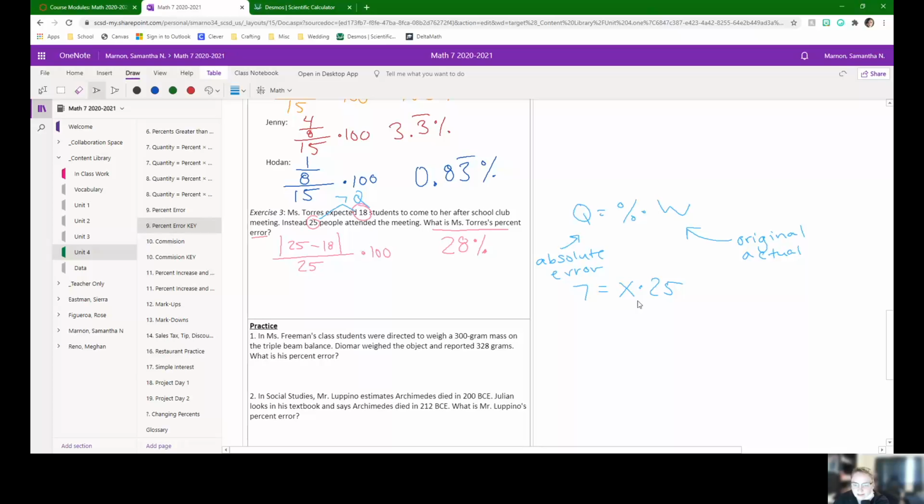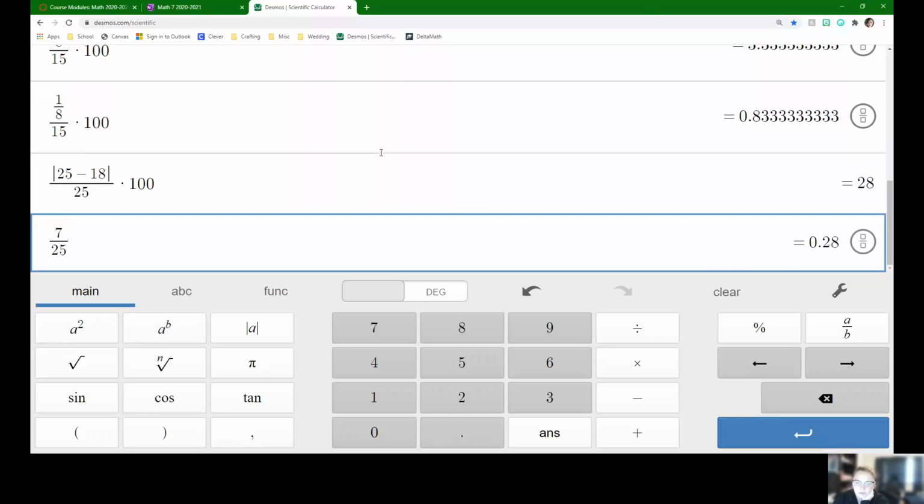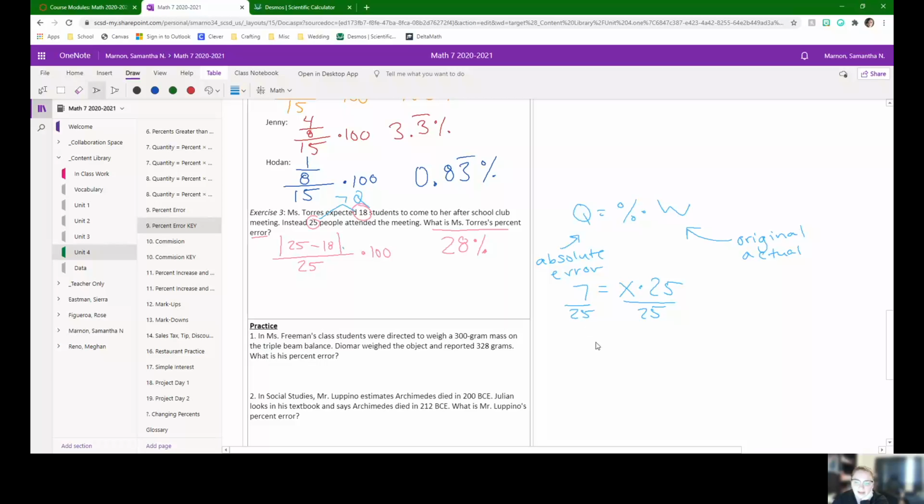So we could then solve this by dividing by 25 on each side. And you might even see some similarities between what we wrote here and what we have here. When you do 7 divided by 25, you get 0.28. Which we know when we convert that to a percent is 28%. So if you can't remember this new equation, you can always go back to quantity equals percent times whole. We learned it because it relates to every single percent question.